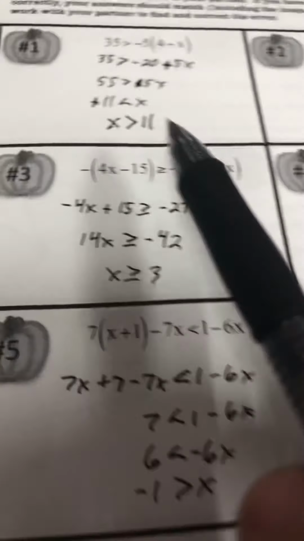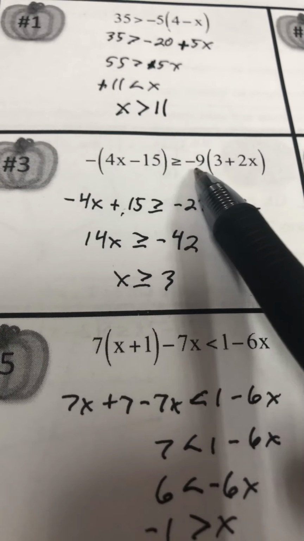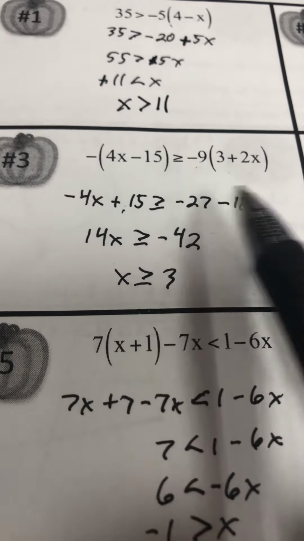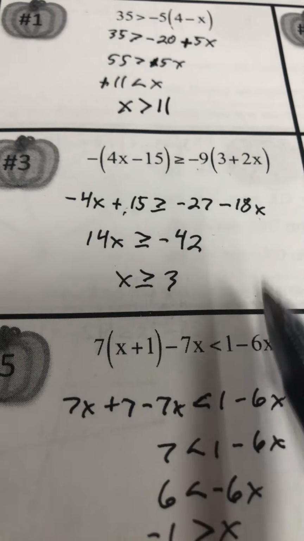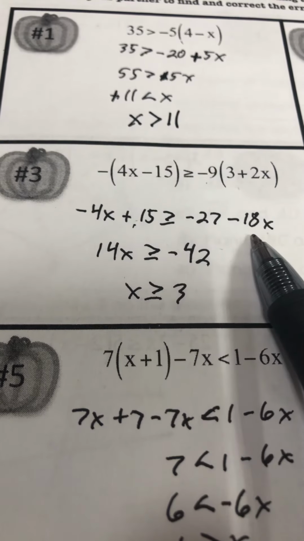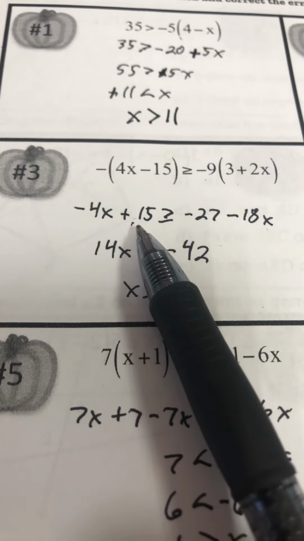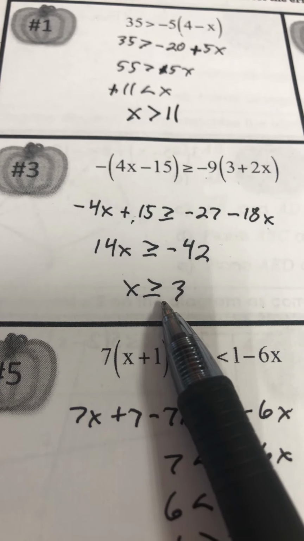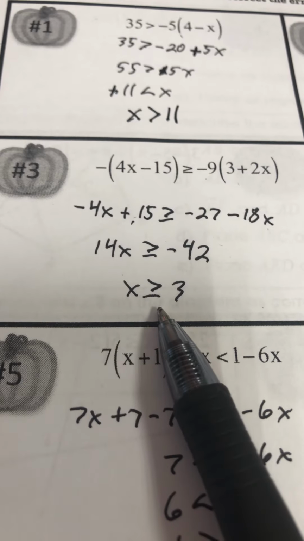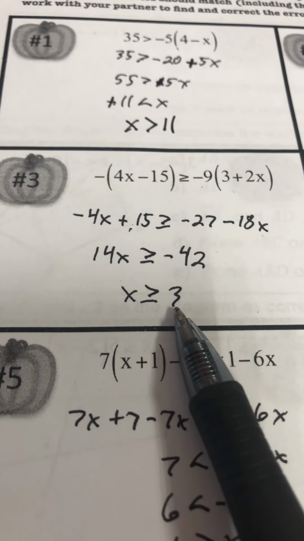All right. This negative goes in here. This negative, so that makes it a positive. Negative times a positive makes negatives. What I ended up doing is I moved this 18 over here, so I added 18, and then this 15, I subtracted 15 from both sides. And then I divide both sides by 14, so I get x is going to be greater than or equal to 3.